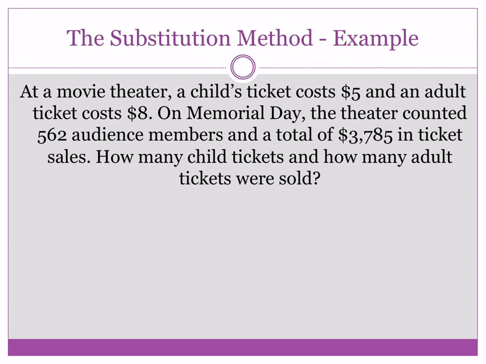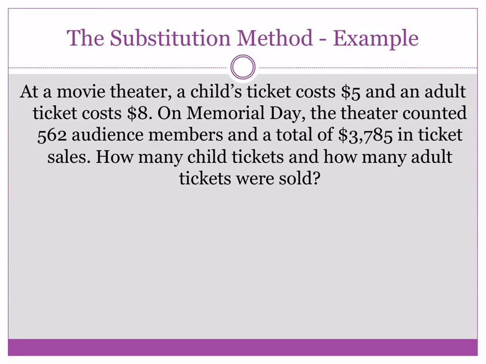So we're going to do one with some context. This is going to be a substitution method problem. It says at a movie theater, a child's ticket costs $5 and an adult ticket costs $8. On Memorial Day, the theater counted 562 audience members and a total of $3,785 in ticket sales. How many child tickets and how many adult tickets were sold?